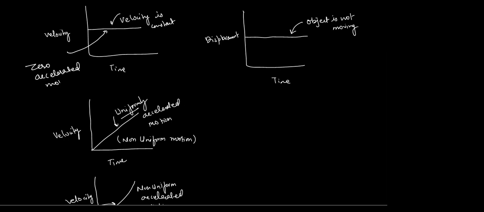We cannot say that it is non-uniformly accelerated motion. If I'm saying zero accelerated, it means non-accelerated. They are two different terms, just understand these two terms. If I'm saying non-accelerated, it means it is going to have zero acceleration. I'm saying that it is having zero acceleration.